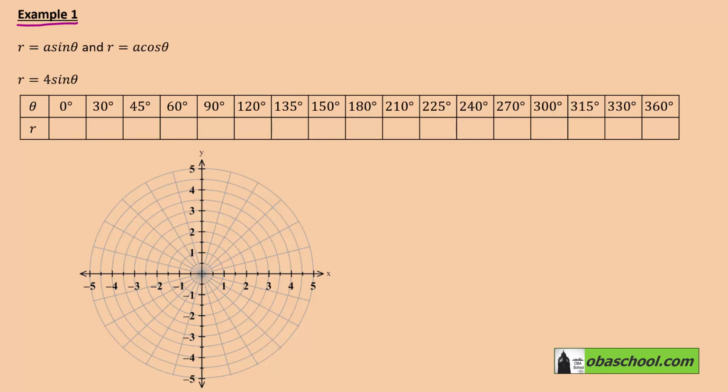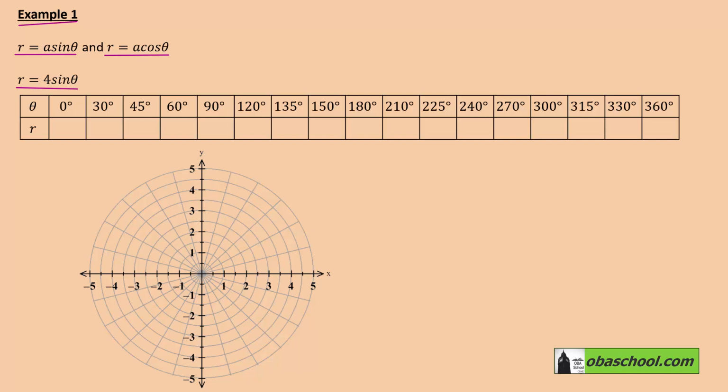In this example, we're going to look at the graphs of r equals a sine theta and r equals a cos theta. And we're going to use as our example r equals 4 sine theta. We have a table of values going from 0 to 360 in degrees. You may work in radians, and later when we do calculus, you will be working in radians.